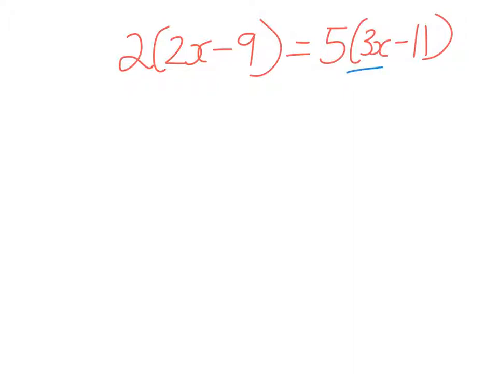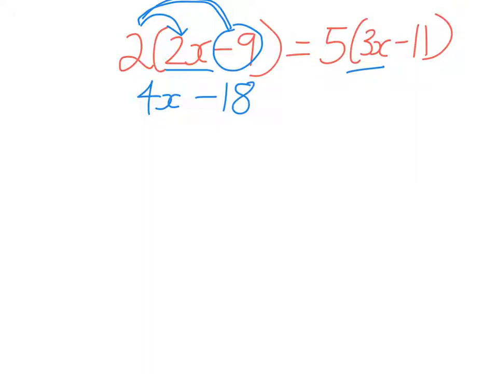Now again, we have x's on both sides of the equation, but before we get to a point where we can subtract the x with the lowest coefficient, we need to expand the brackets, just like we did last lesson. So 2 times 2x is 4x. 2 times, now this is a negative 9, gives negative 18. So I've expanded the brackets on the left-hand side using the distributive law. On the other side, 5 times 3x is 15x. 5 times negative 11 is negative 55.